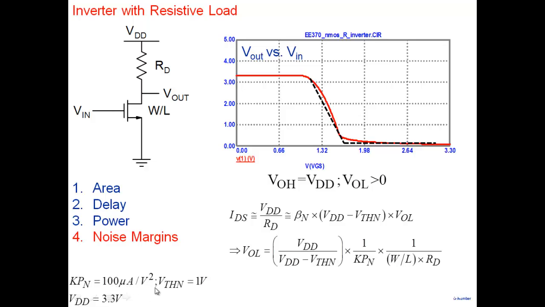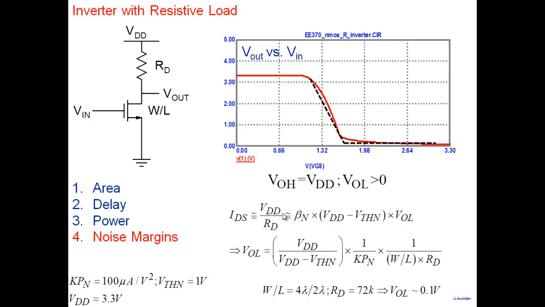for these values, KPN, VTHN, VDD 3.3, if I assume W by L is 4 lambda by 2 lambda, RD 72K, we get V0L equal to 0.1 volt. So that's how we find it. We equate the current that comes from here equal to the current here, use the expressions, and make some assumptions.